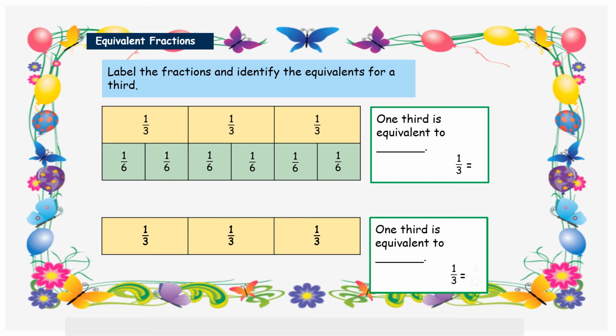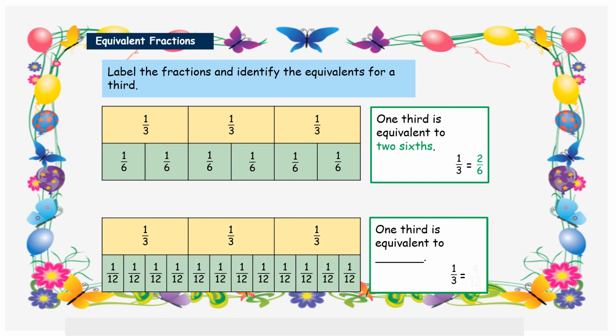So we've been given here 1/3. Each of these bar models represents 1/3, and we need to find what 1/3 is equivalent to. Below it we can see we have 1/6, 1/6, 1/6, 1/6, 1/6, 1/6. So each of these shows us 2/6, we have 1/6, 1/6. 2/6 makes 1/3. So 1/3 is equivalent to 2/6.